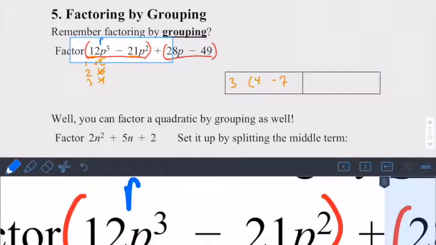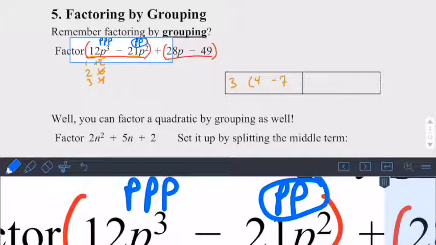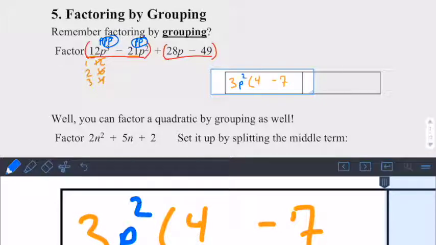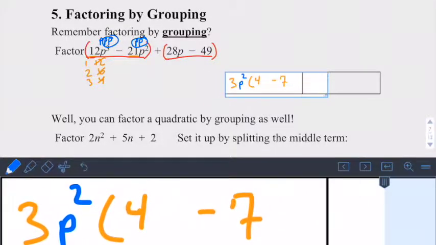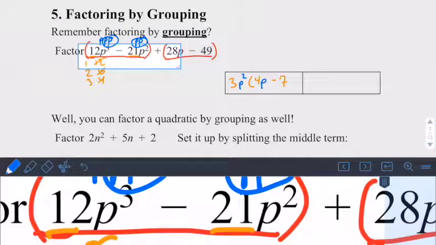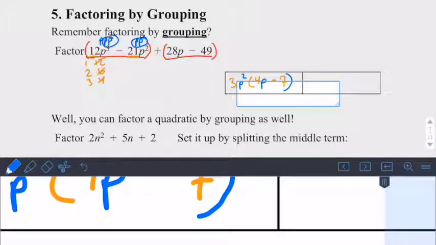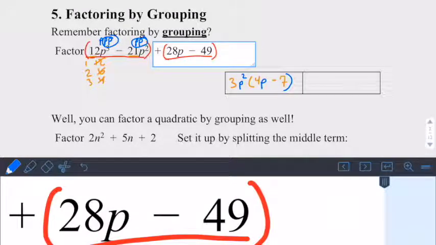And then I have p cubed, p times p times p, and this is p squared, so I can factor p squared out of both. And I'm left with 1p from this term, and no p's from this term. So there's my GCF factoring. Then I'm going to do the same with this one.